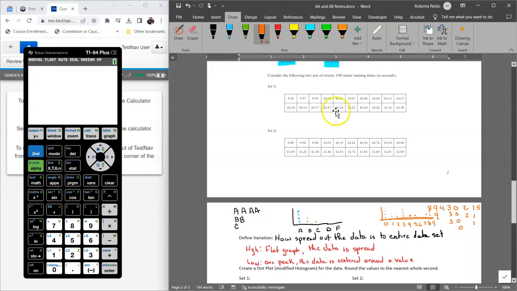Okay, so now we're going to look at this data set and we're going to create a dot plot, which is a modified histogram for the data. And we're going to just round all these values to the nearest whole second rather than trying to graph each one of them. All right, so we'll look at this and we'll create those dot plots. I'm just going to start with set 1. First of all, we're going to round to the nearest whole second.